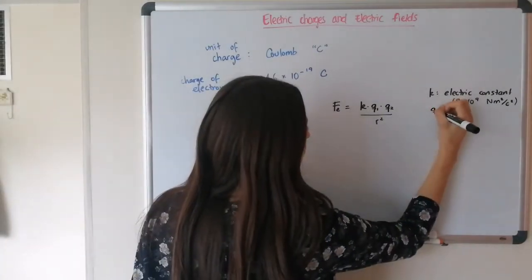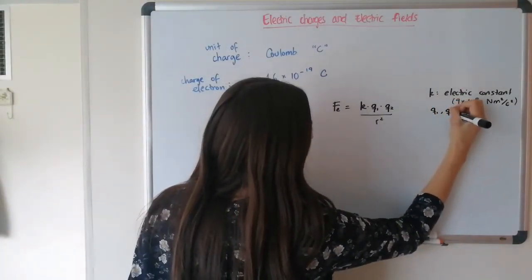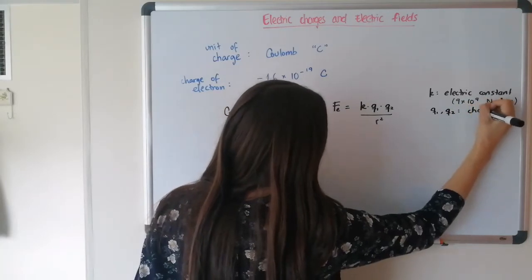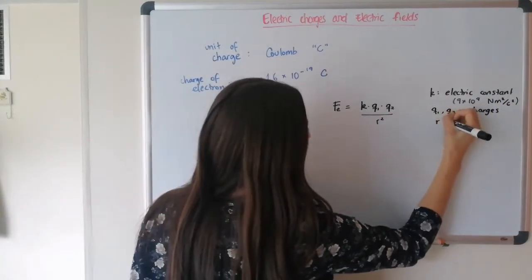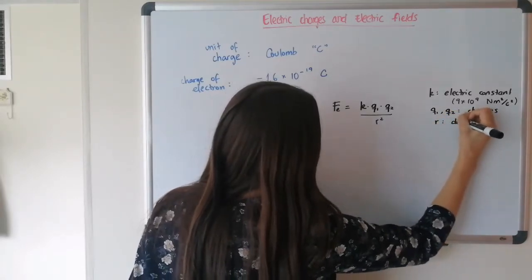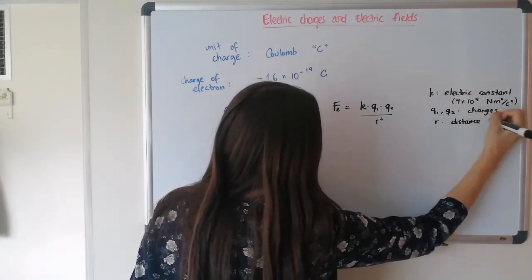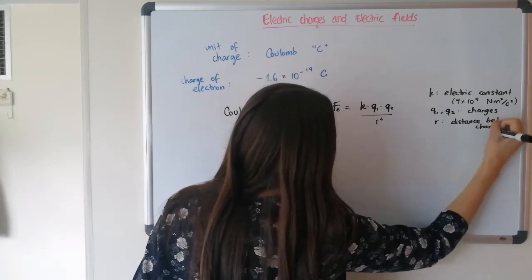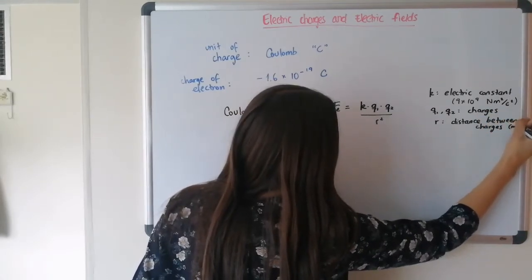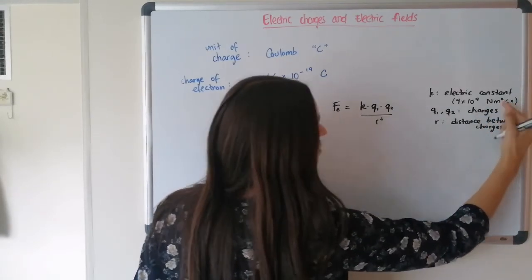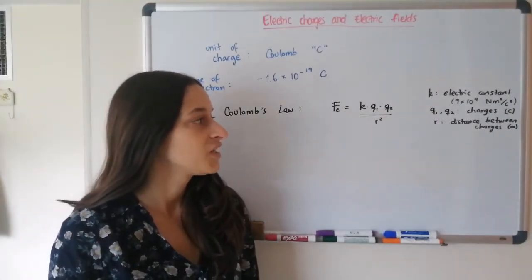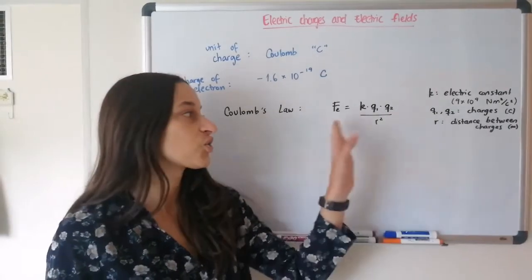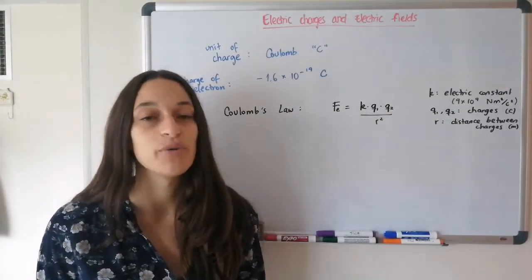Then we have Q1 and Q2, which are the charges, and they're given in coulombs. And we have R, which is the distance between the two charges, and it's given in meters. So this is in meters, this is in coulombs, and the constant is in newtons meter squared over Coulomb squared. So when you put everything in, you're going to get a force in newtons, like we always have.